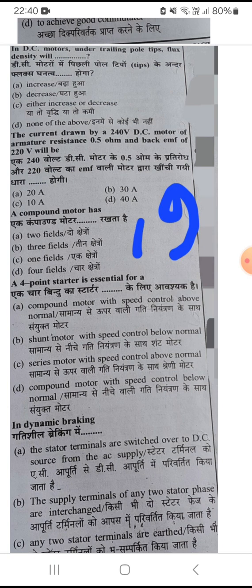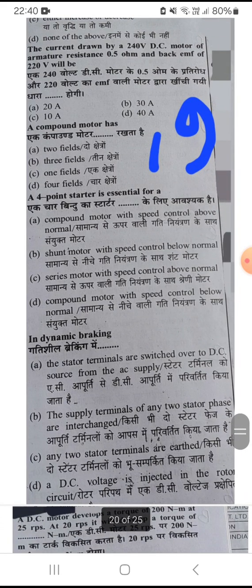Next, the compound motor has two fields. A 4-point starter is essential for, option A, a compound motor with speed control above normal. That is, option A is the right answer. In dynamic braking, the stator terminals are switched over to a DC source from the AC supply, so option A is the correct answer.